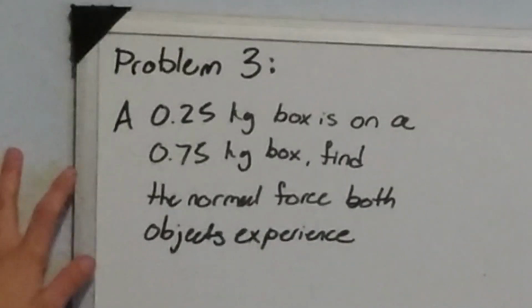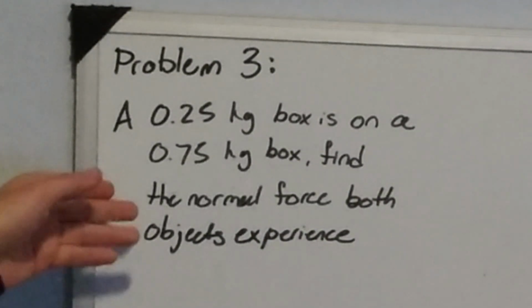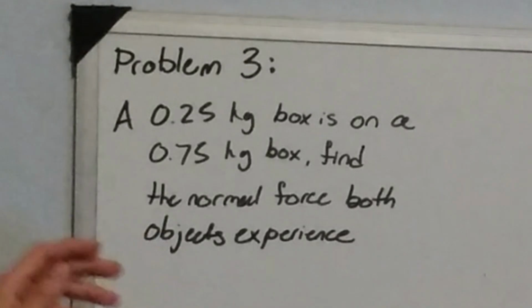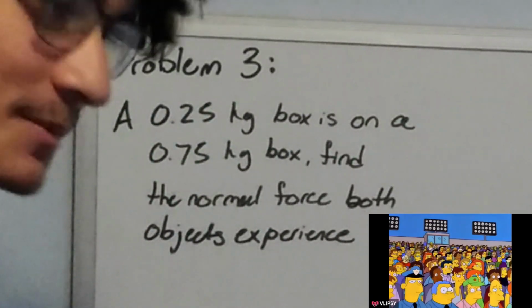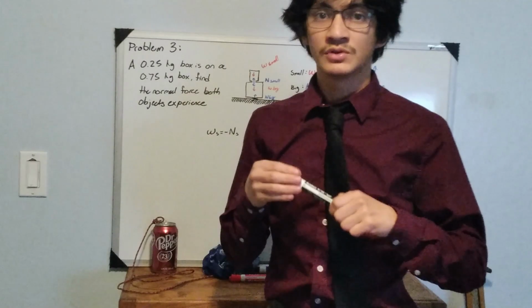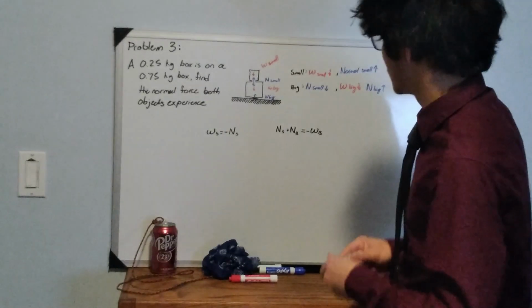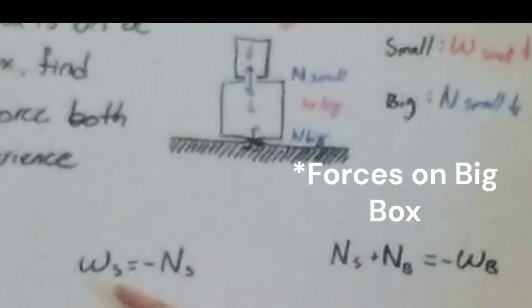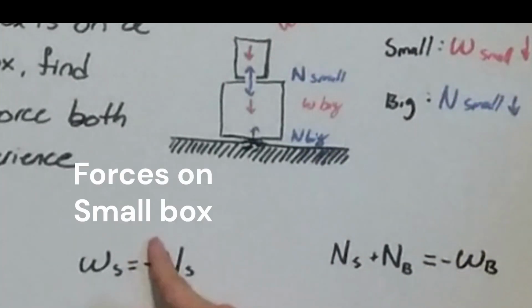A 0.25 kilogram box is on a 0.75 kilogram box. Find the normal force that both objects experience. Using Newton's first law of motion, we can get the big forces on one side and the small forces on the other.